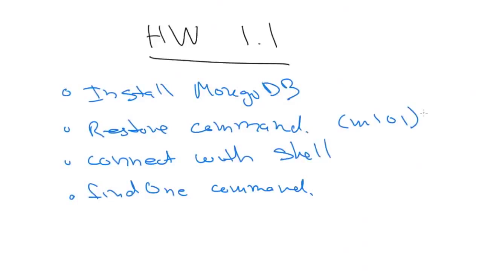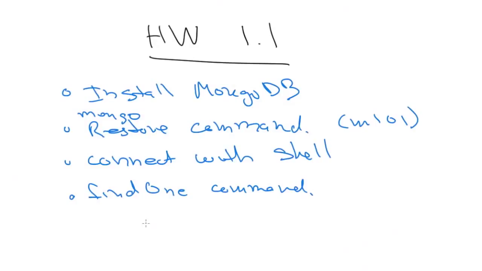In this first homework, we're going to have you install MongoDB, just like we showed you in the lesson. You're going to install it either for PC or Mac, depending on what you're using at home. And we're going to have you use the mongorestore command to load up the database with some files that have been exported before using mongodump. And then we're going to also have you connect with the shell to the Mongo database and use the findOne command to look up a document in the collection.